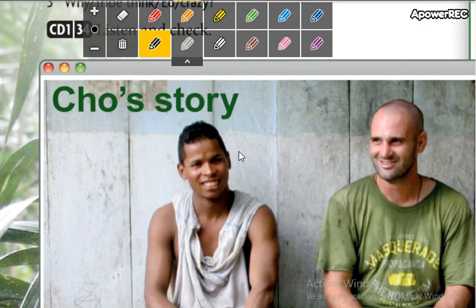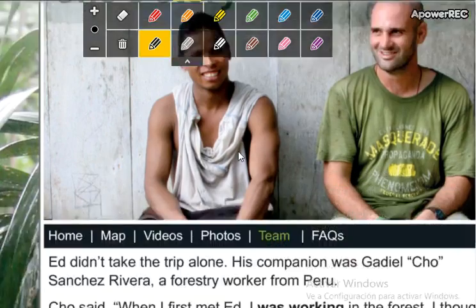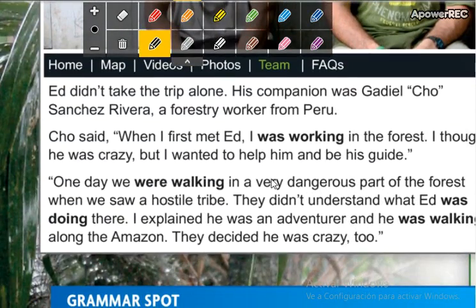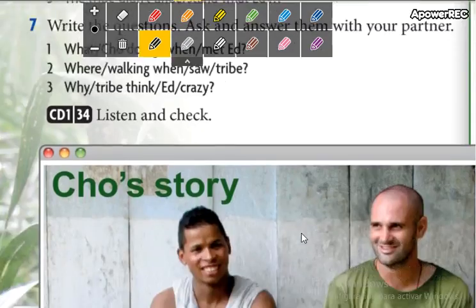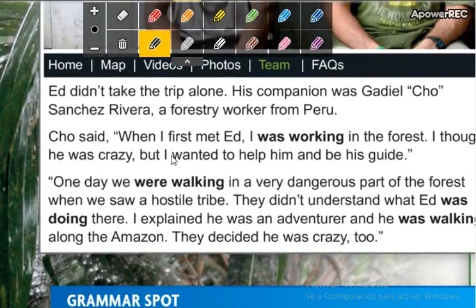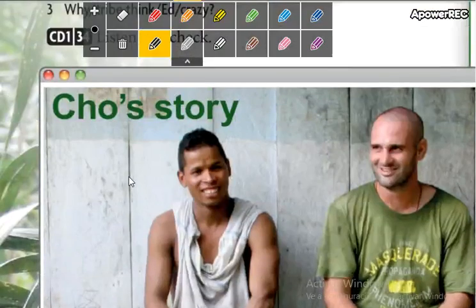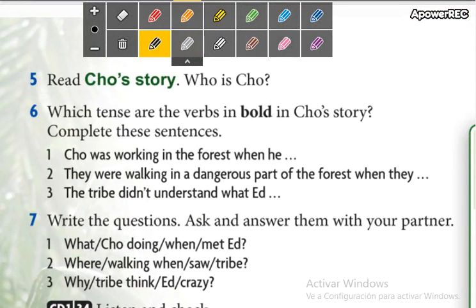This guy is Peruvian. So you are going to read Cho's story, and you are going to complete the sentences with this part of the text. So take some expressions and complete the sentence. Okay, let's start. Make a pause and complete the sentence.